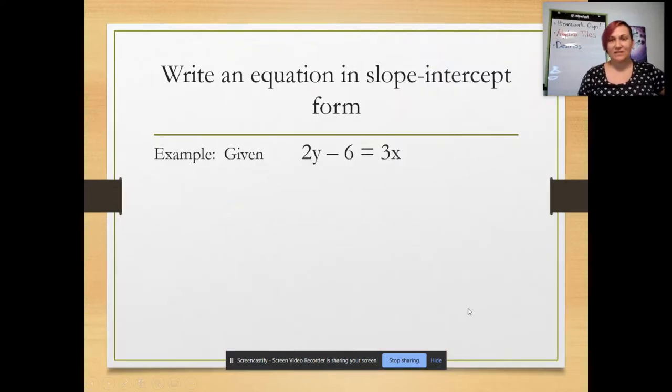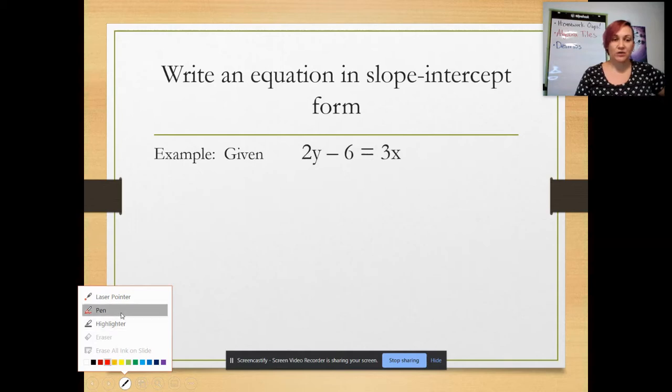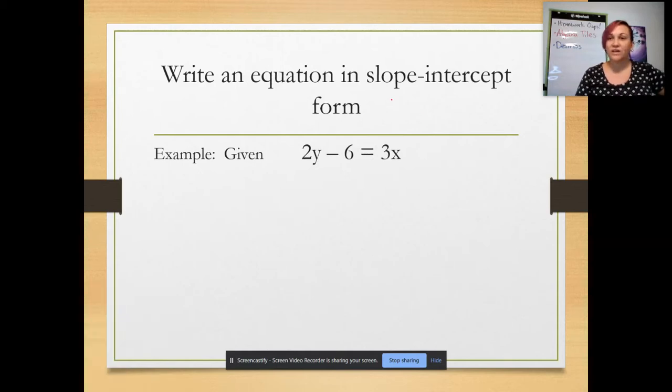Here is my first example, where I've already written out an equation, 2y minus 6 equals 3x. And I want to change it into slope-intercept form. So as a reminder, slope-intercept form should have the y all by itself. We should have a number in front of our x and another number being added or subtracted after our x. So once I can get it to look like this, then I'll know that I'm done.